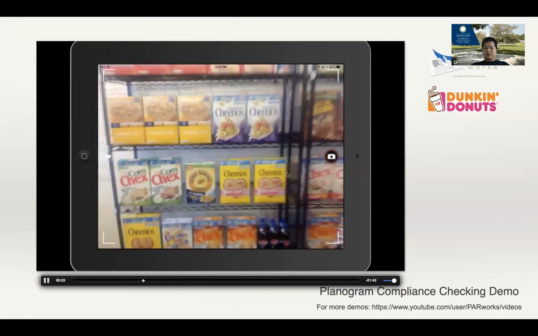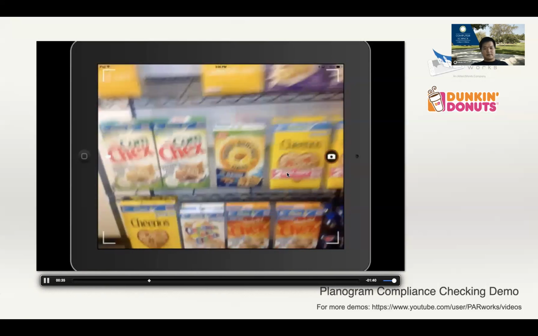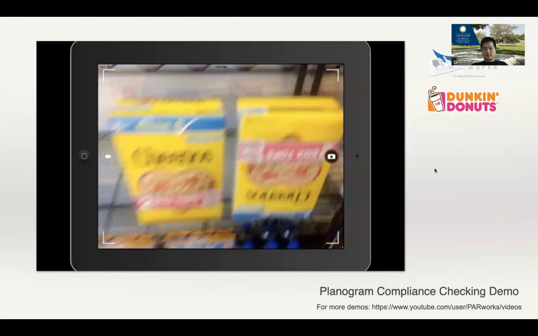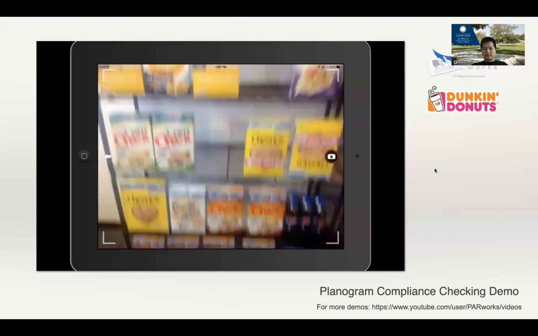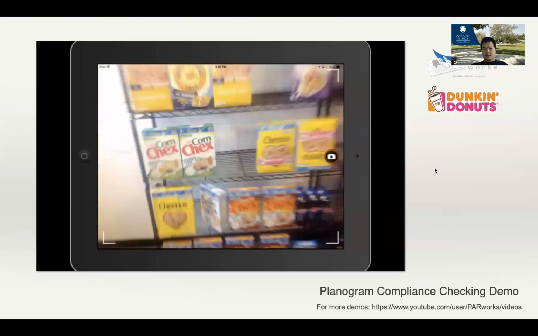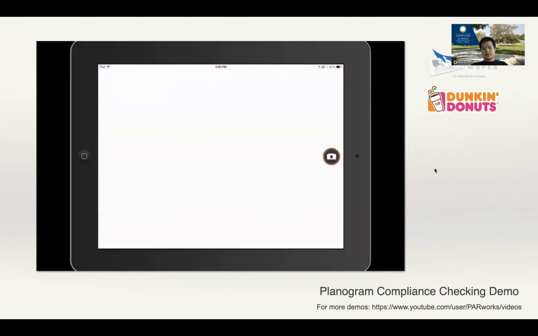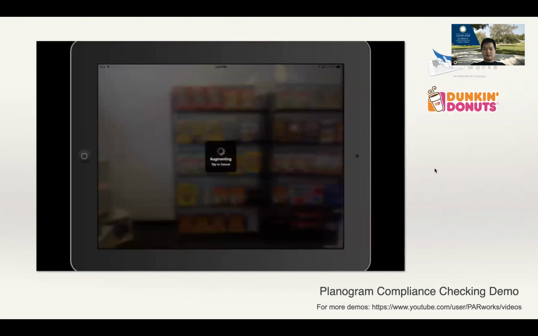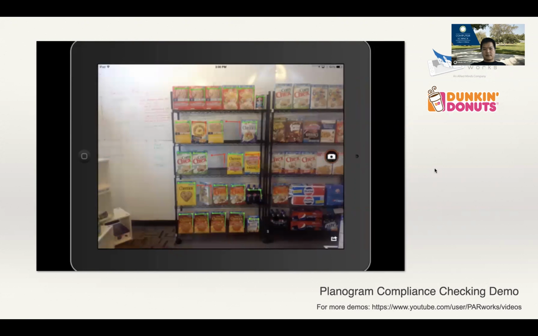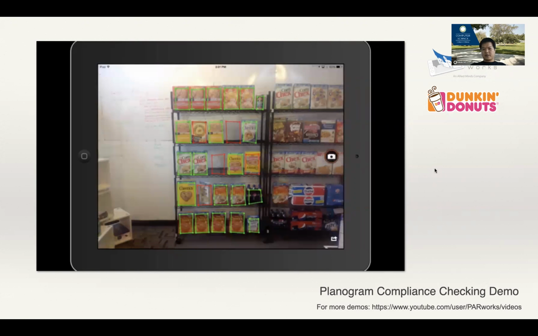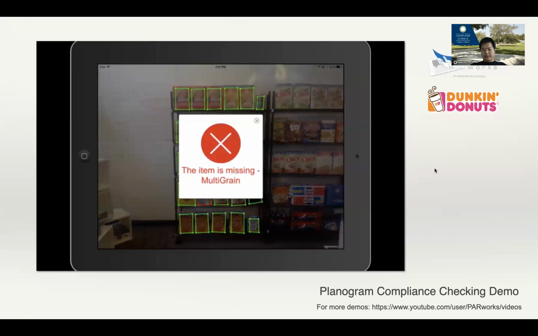So now I go and mess up the shelf. All right, and then if you take a picture again, these red boxes show you what the problem is and what went wrong with the item. They will show you what the right item should be there, just by clicking on the items.